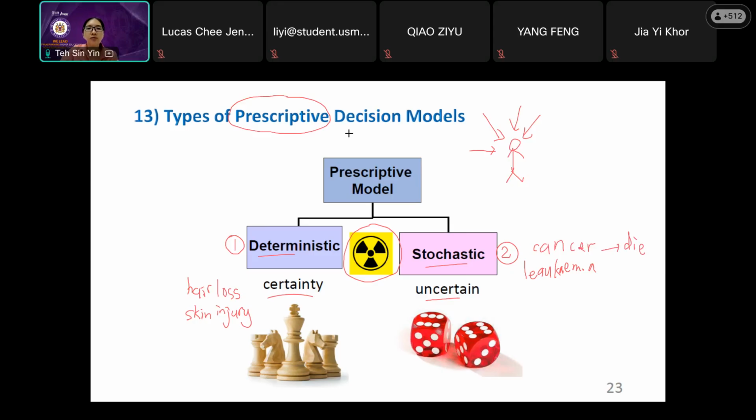So when you build the prescriptive decision model, usually there are two types, the deterministic part and the stochastic part. All right, very good.